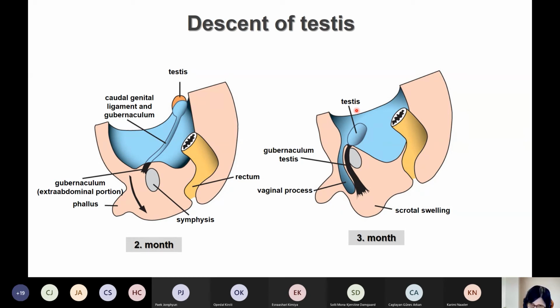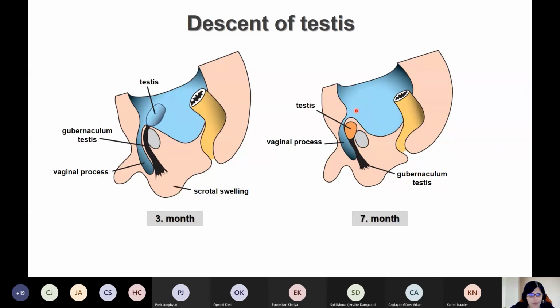It does not happen anything until we reach the 7th month. If the embryo is 28 weeks old, the testis starts its descent here already on the right side. It starts its descent through the layers of the abdominal wall, and with the descent of the testis through the abdominal wall, the inguinal canal will be formed. So this is also the formation of the inguinal canal as well.